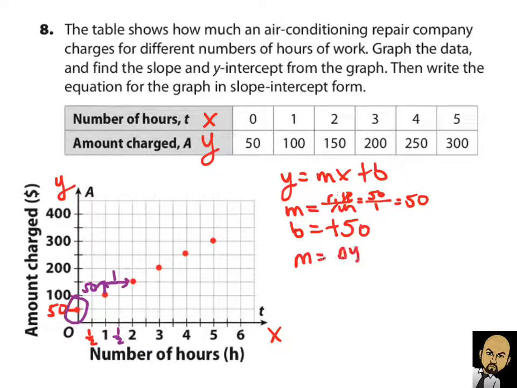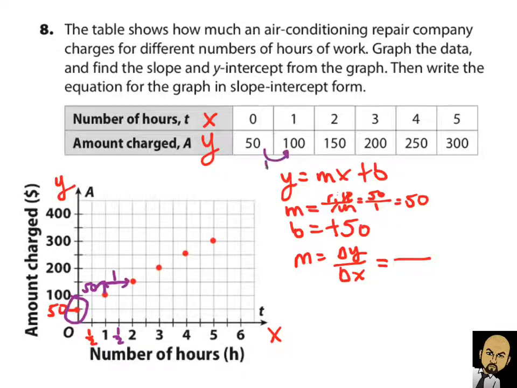Now I'm going to go ahead and do it using the table, using the change of y over the change in x. Make sure you know how to do both ways, because I can test you on either the graph. Actually, I will test you on the graph, and I will test you on the table.